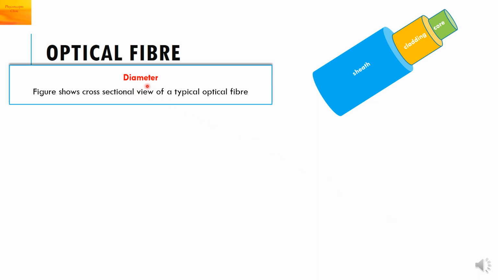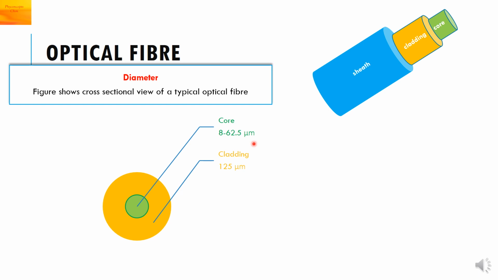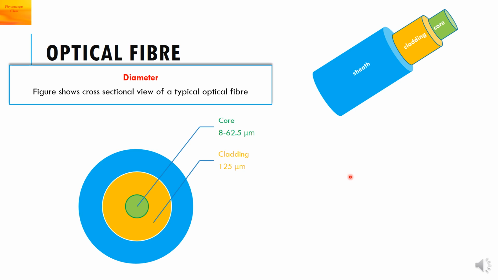In terms of diameter, we can show it in the form of a cross-sectional view. You can see the cross-sectional view. First we have the core whose diameter is between 8 micrometer to 62.5 micrometer. Next we have the cladding whose diameter is about 125 micrometer. And third is the sheath or the buffer coating whose diameter is between 250 to 900 micrometer.